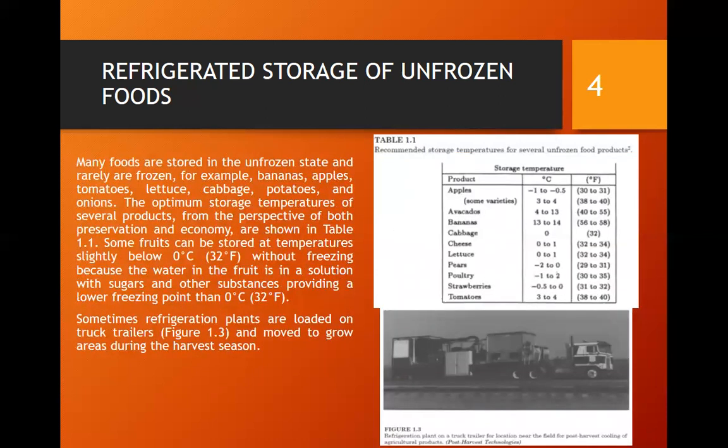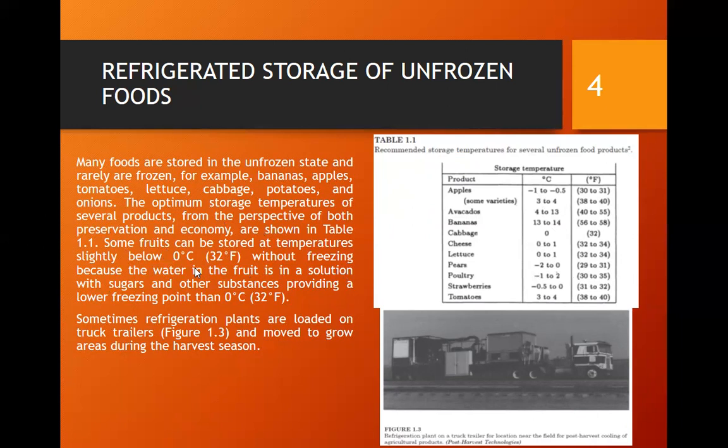Many foods are stored in the unfrozen state, for example bananas, apples, tomatoes, lettuce, cabbage, potatoes, and onions, fresh siya. The optimum storage temperatures of several products, from the perspective of both preservation and economy, are shown in table 1.1. Ito yung mga design storage temperature. Hindi ka basta mag-assume ng 0, pero above 0.